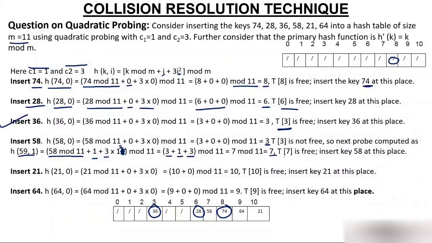7. So see, in linear probing you would search at the 4th position, but now you are inserting at the 7th position, so no cluster is created. So you are putting 58 at the 7th location. You will keep doing the same thing with 21, and the same thing with 64. So finally your table will get filled like this.